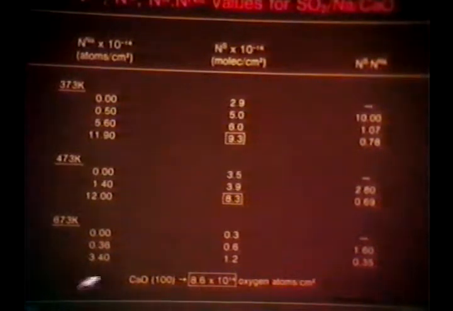In this work, we used the calcium oxide 100 surface. If you assume that the surface resembles bulk, then the calcium oxide 100 surface should have 8.6 times 10 to the 14 oxygen atoms per centimeter squared. And that value is very close to the number of sulfur dioxide molecules absorbed at high sodium coverages. Even though the number of sulfur dioxide molecules absorbed does not correspond to the number of sodium atoms present on the surface, it's equal to the number of oxygen atoms present on the surface.